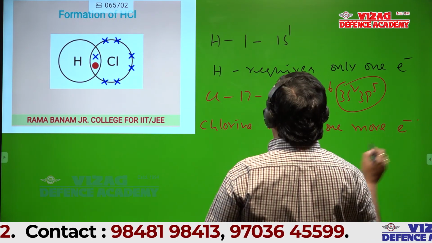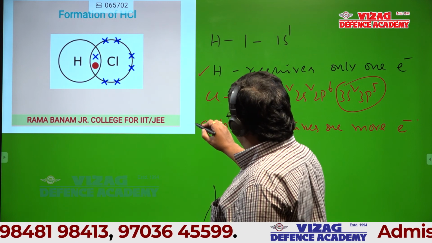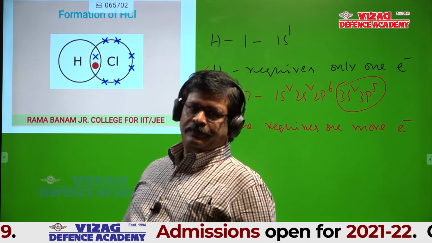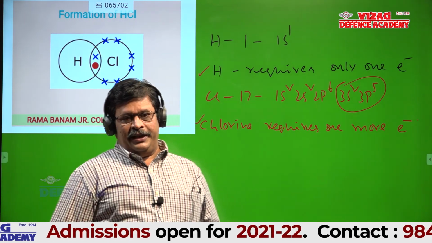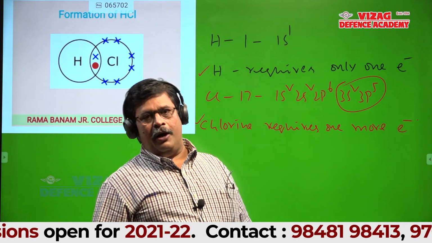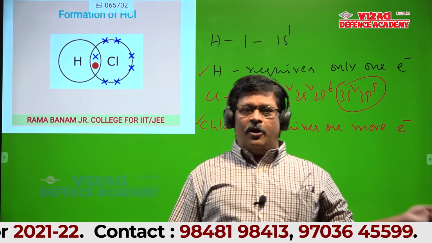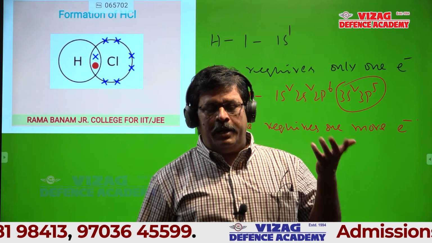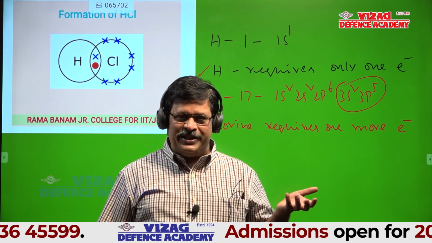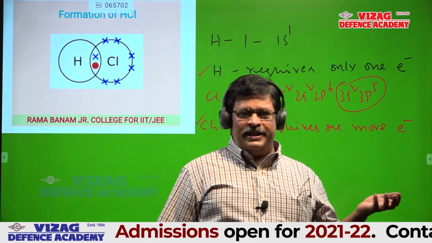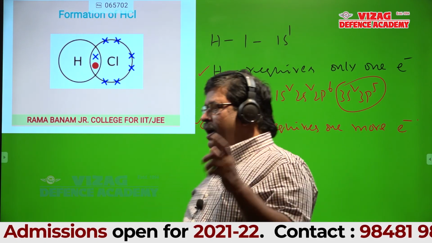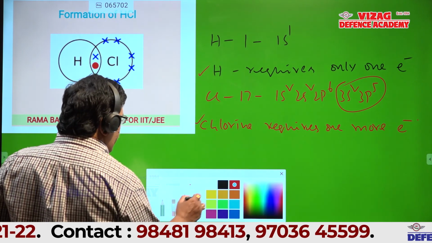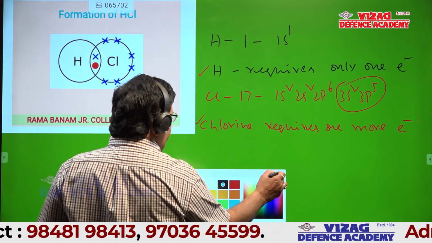See the problem here. Hydrogen also requires one and chlorine also requires one, is it not? Then definitely it should not be an ionic bond. If one loses an electron and one gains an electron, definitely the bond formed is ionic. But here both the atoms require 1 electron each. So there is no other option, here mutual sharing of electrons takes place. Just look at the board, students, don't write anything.